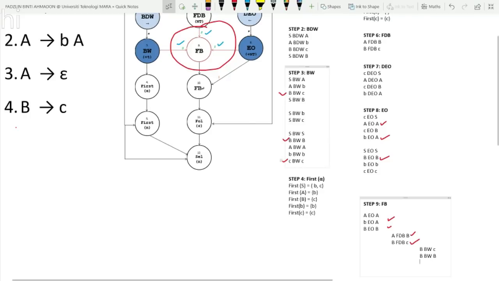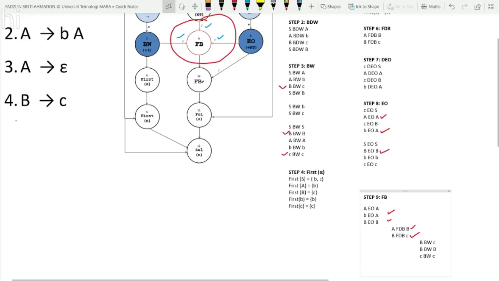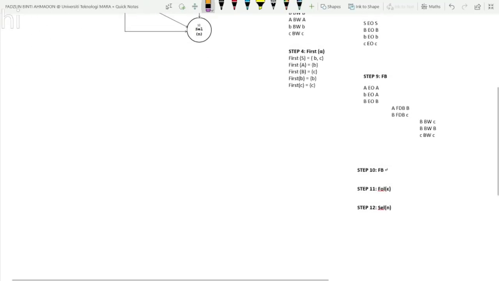And then C, B, W, lowercase c. Okay, now that we have all of this, what do we do with it? So generating FP is like doing a long transitive operation. Because A, EOA, A, FDBB, and B, BWC, it means we have A, FB, lowercase c.